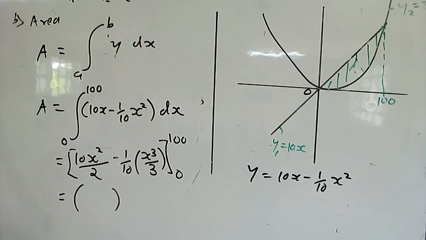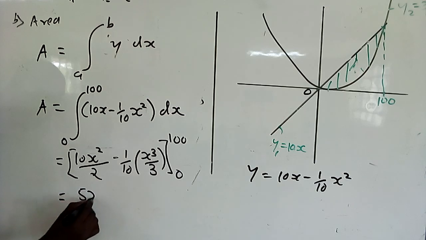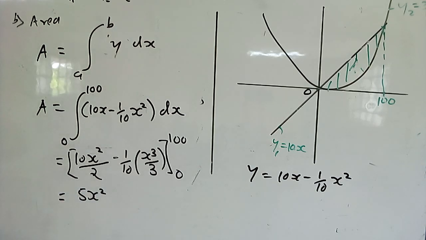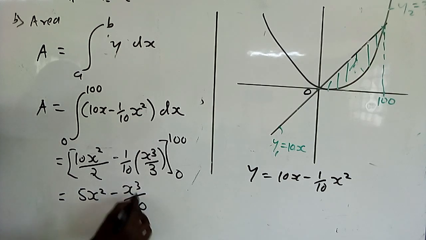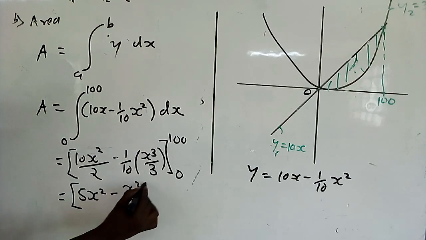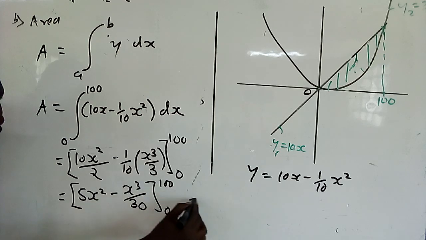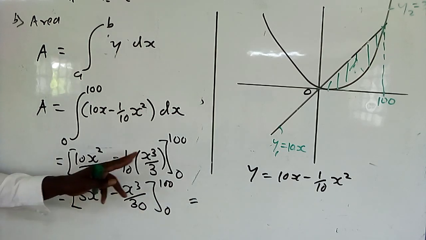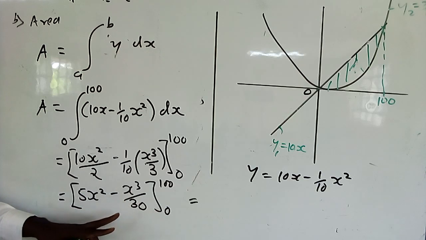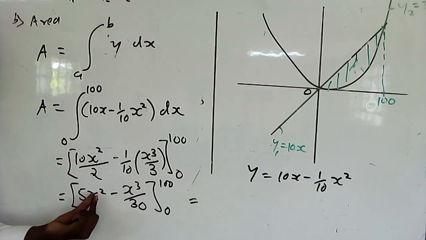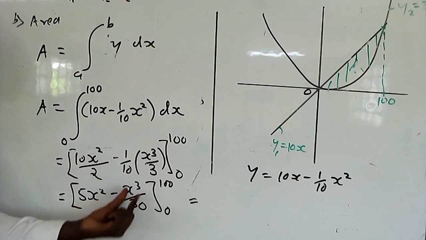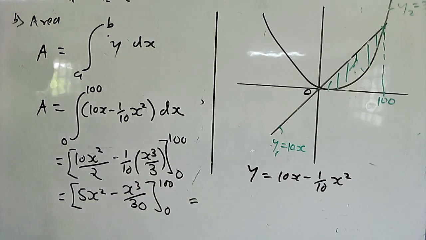You simply go to the calculator, and in simple form, let me show you what to do. 10 divided by 2 is 5x squared. Then we have minus x cubed over 30, since 10 times 3 is 30. So that is the simplest form, from 0 to 100. See, you simplified it. Are we together? So go to the calculator and say answer equals 100. Then you say 5 answer squared minus answer cubed over 30. What do you get when the answer is 100?